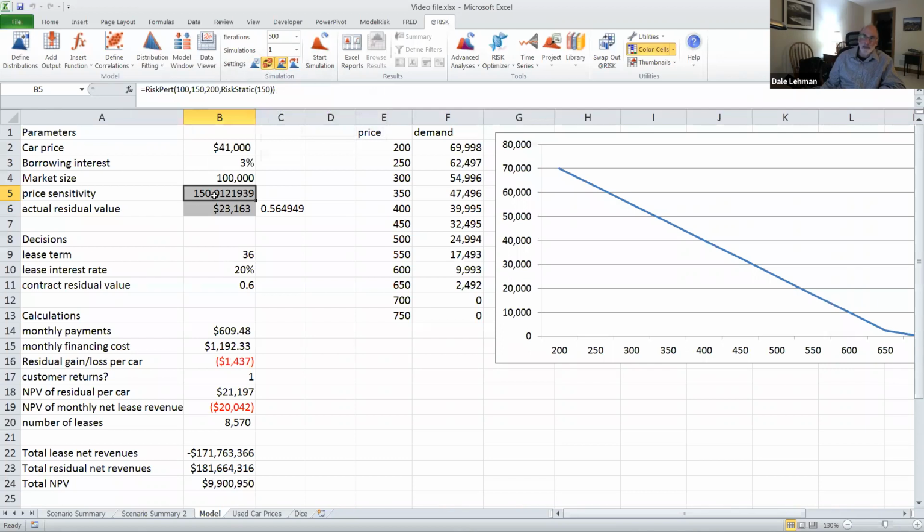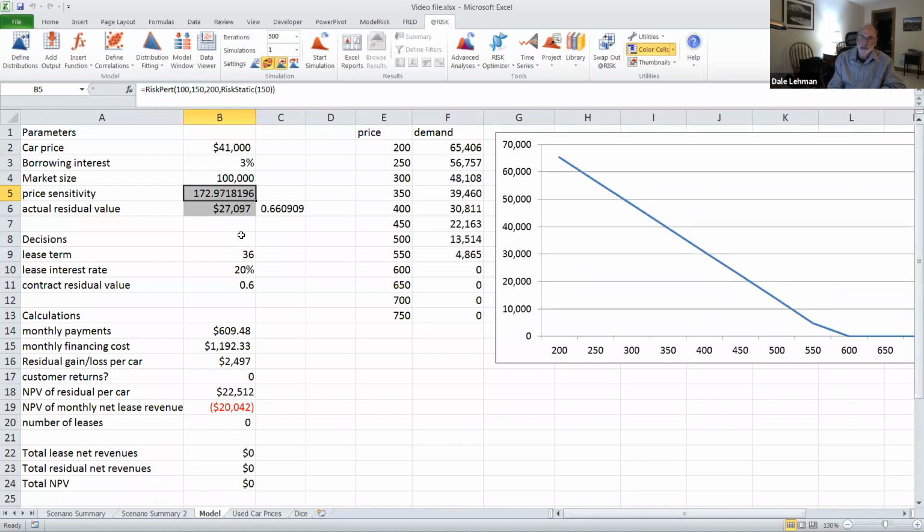Oh, not much different at all than what it was, and an actual residual value of 23,163. If I press F9 again, it goes in, picks out another random draw. Price sensitivity a little less than 149, 23,768. As you hit F9, it's constantly picking different random draws from that distribution.